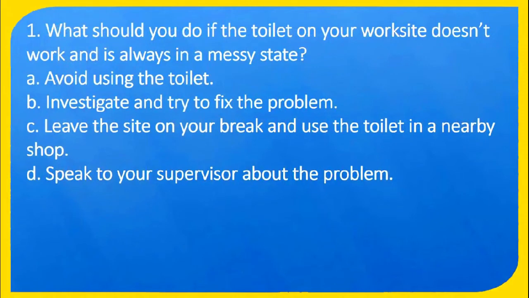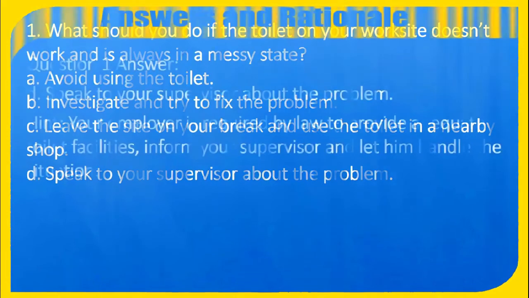Question 1. What should you do if the toilet on your worksite doesn't work and is always in a messy state? A. Avoid using the toilet. B. Investigate and try to fix the problem. C. Leave the site on your break and use the toilet in a nearby shop. D. Speak to your supervisor about the problem.